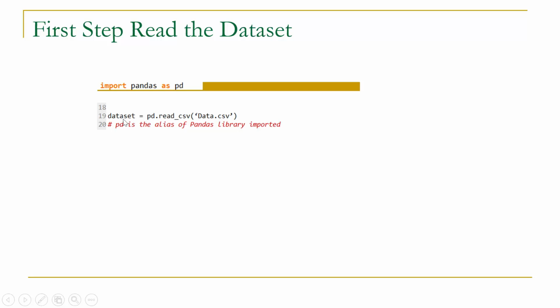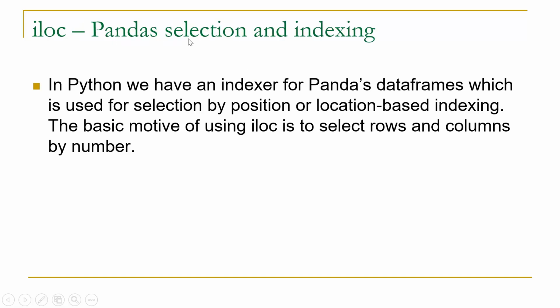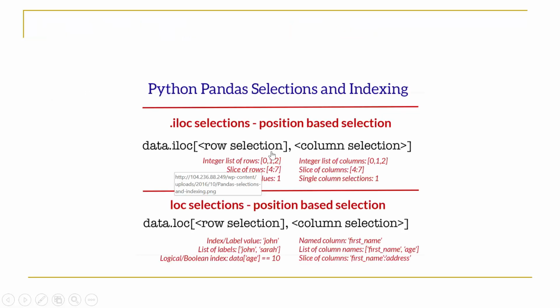Now we will learn how we can perform various selection operations over this dataset by using the pandas library. In order to perform data selection, we have to invoke the iloc method of the pandas library. This iloc method is used to select various rows and columns by number or by name. Its basic syntax is this. Here data is the name of the data frame and we are invoking the iloc method of this data frame.